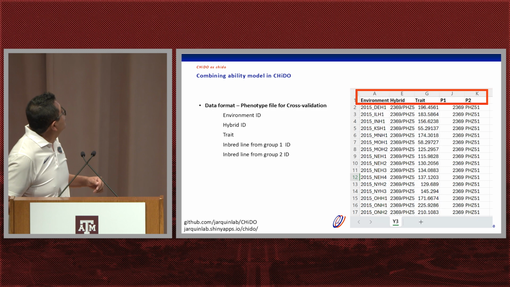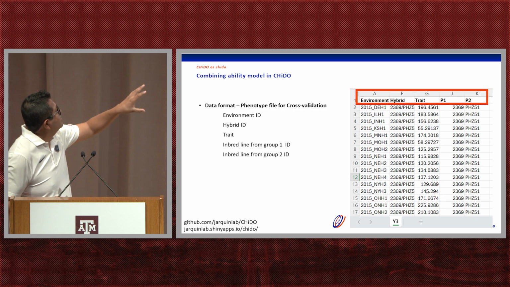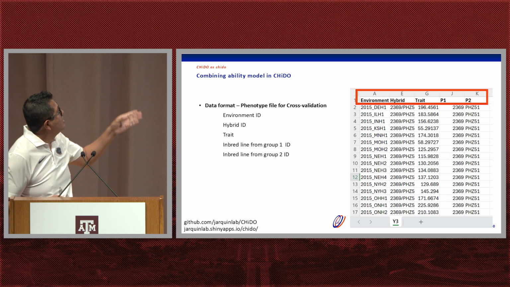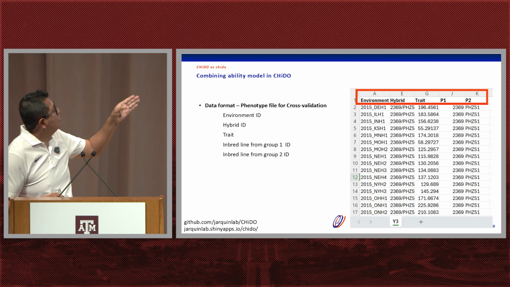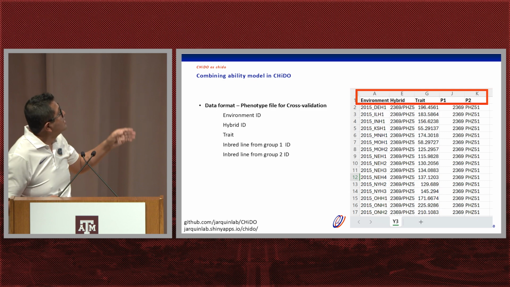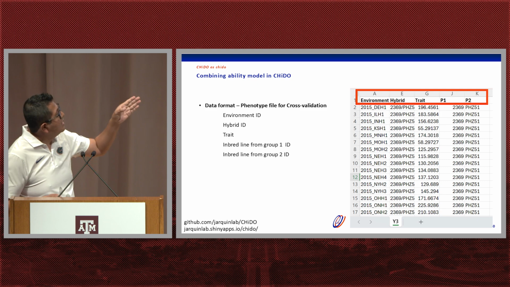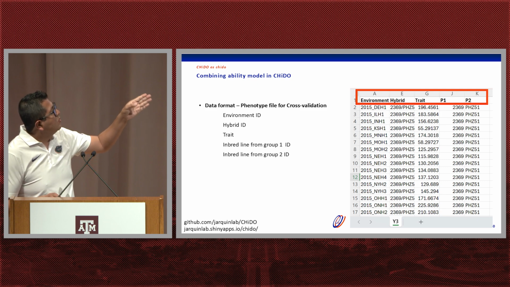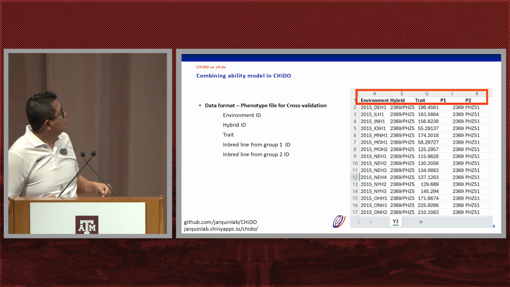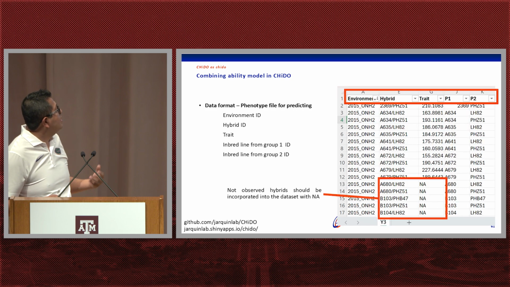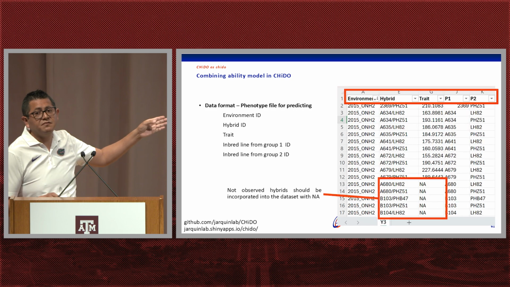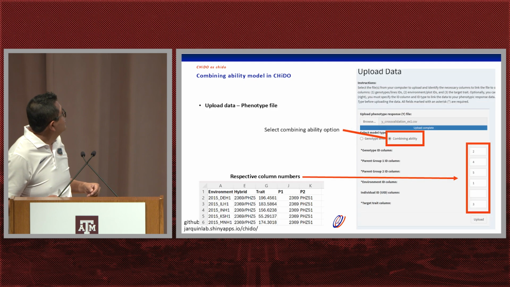And this is how the input looks like. So we have a matrix of phenotypes where we have a column for environments, a column for the name of the hybrids, the trait that we want to analyze, and we also specify what are parent 1 and parent 2. If we have missing values, we have to specify those as NA.